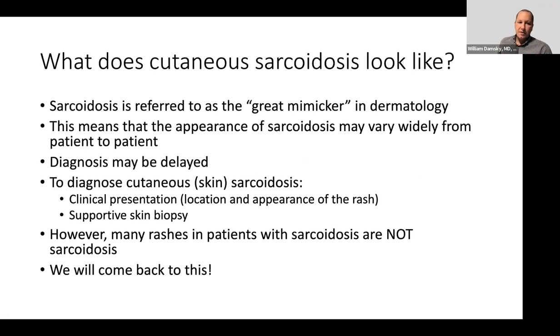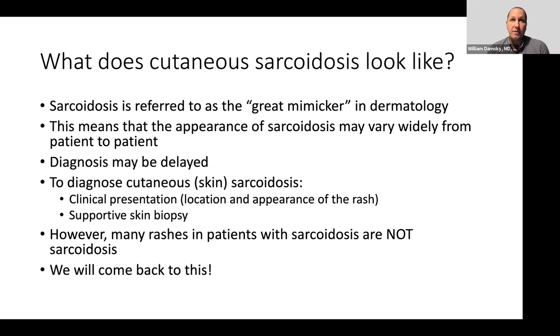Well, in dermatology, we have a couple what we refer to as great mimickers, and sarcoidosis is one of them. And what this means is that the appearance of sarcoidosis in the skin may vary widely from patient to patient. This may result in a delay in diagnosis. Ultimately, to diagnose sarcoidosis involvement in the skin, we use a couple different things. One is, as dermatologists, we use what's called the clinical presentation, or just what the rash looks like, where it's involved, what it looks like on the skin.